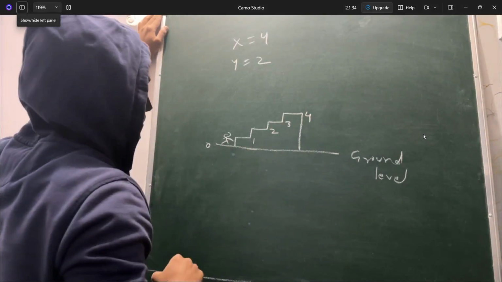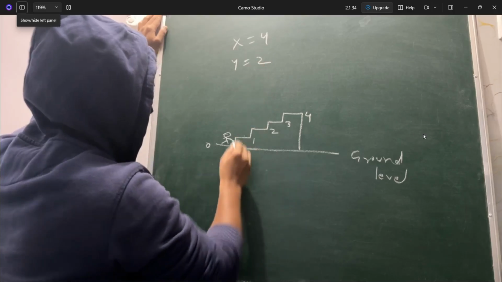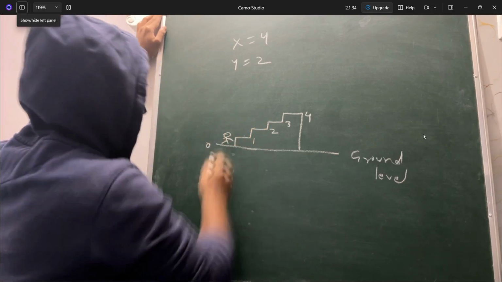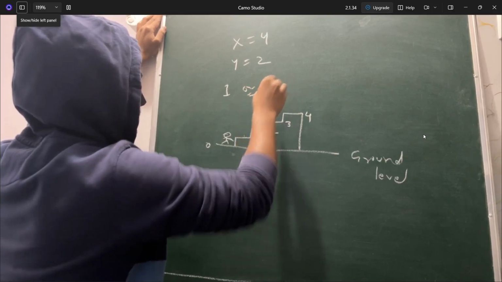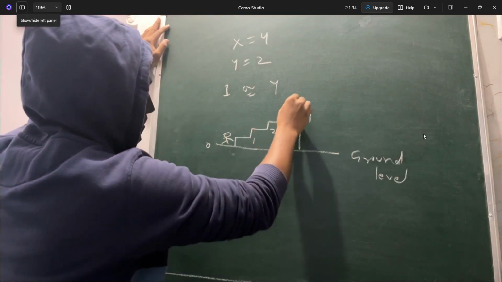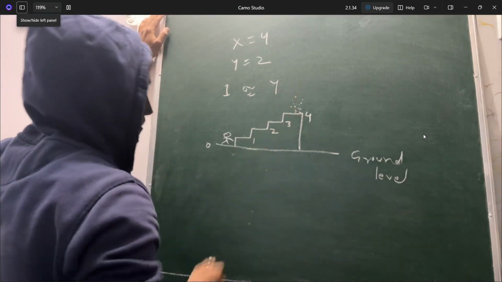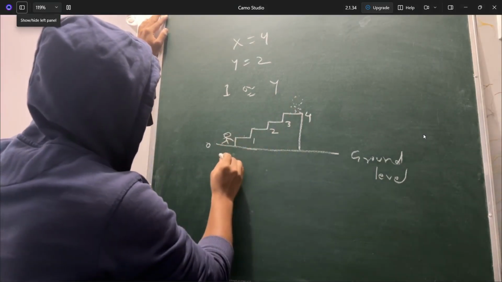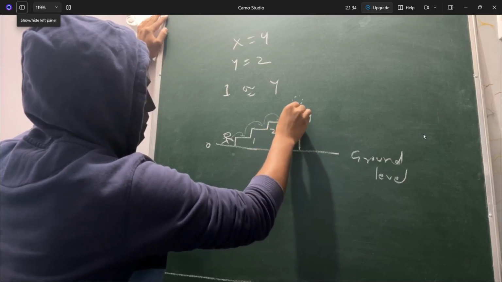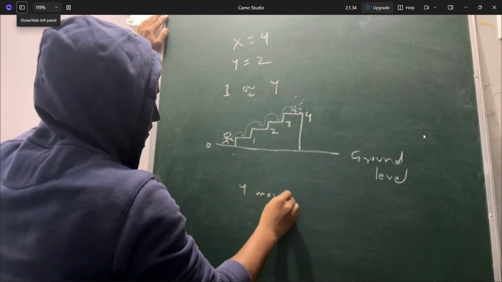So now in the question what they have said is in one move he can either move 1 step or he can move y steps. So in this case y is 2. So he can move either one step or y steps at a time. So we need to find the minimum number of moves in such a way that the chef reaches here. At the final he'll be here. So let's say now Chef is moving one step each time. So he's moving 1 step, 2 step, 3 step, and 4 steps. So he required 4 moves, right? 4 moves he needed.